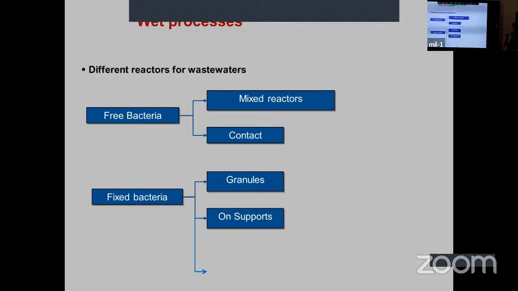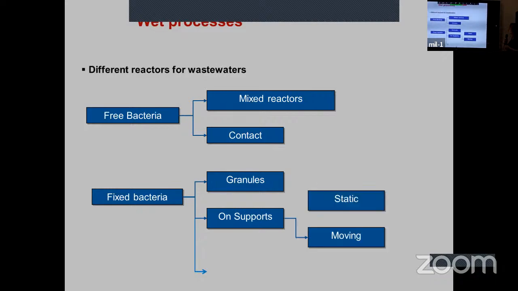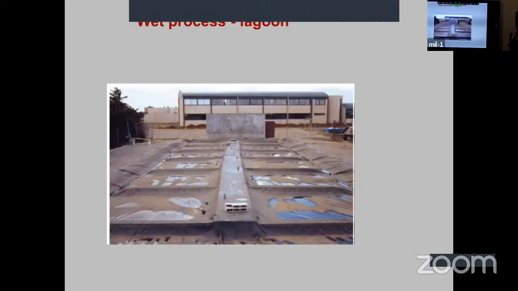For wastewater, so the wet process, you will have two different families of reactor. The first reactor family will be the free bacteria, the mixed reactor and the contact. We'll see them later. And after, for fixed bacteria, we will have some granules, fixation on supports or membrane reactor.